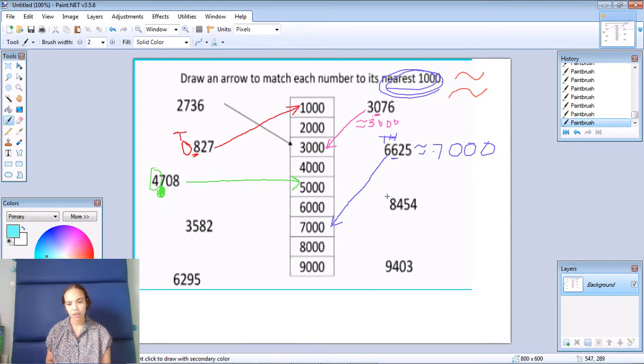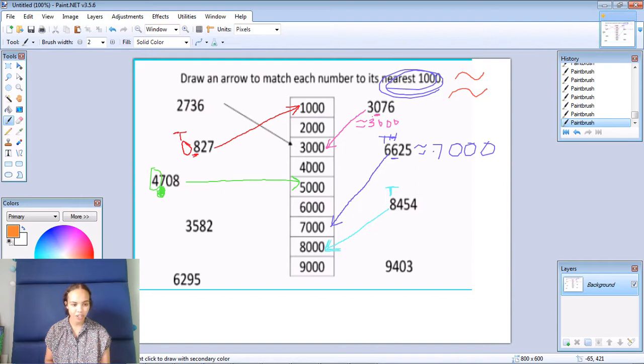Let's go to 8,454. Okay, so over here we need to round to the nearest thousand. Okay, this is my thousands column. Where's the closest thousand? Think of it this way. Is 8,454 closer to 8,000 or 9,000? It's of course closer to 8,000. There we go.